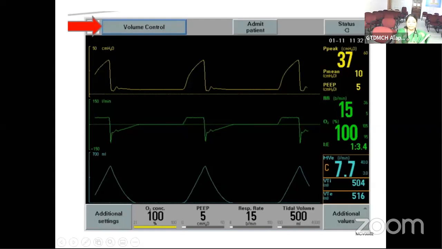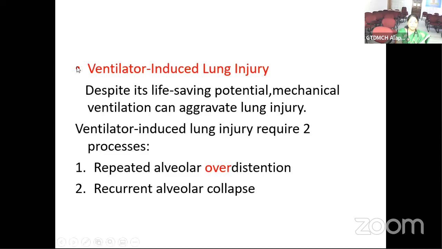Okay. Just get familiar with this. There are so many other things you need not know, but this much you should know. What is tidal volume? What is PEEP? You should understand. Why? Because ventilator can induce lung injury. Ventilator is not 100% safe unless you use it in the correct way. Despite its life-saving potential, mechanical ventilation can aggravate the lung injury. Ventilator-induced lung injury requires two processes. One is repeated alveolar over distension so that it will rupture, or recurrent alveolar collapse. So this over distension and collapse should not occur when you are using a ventilator.